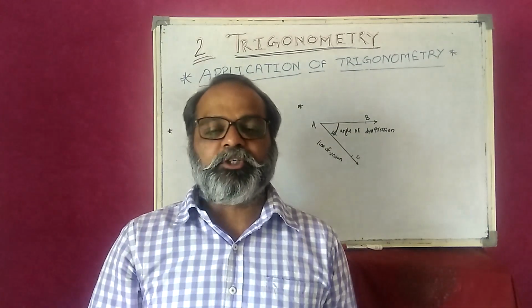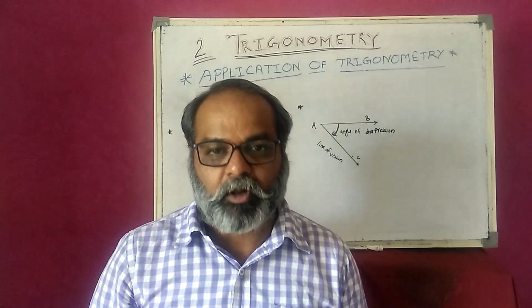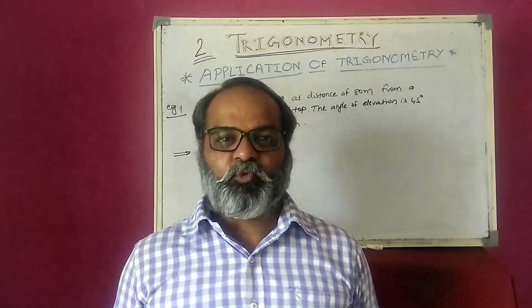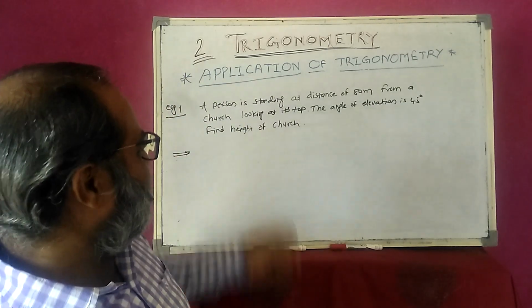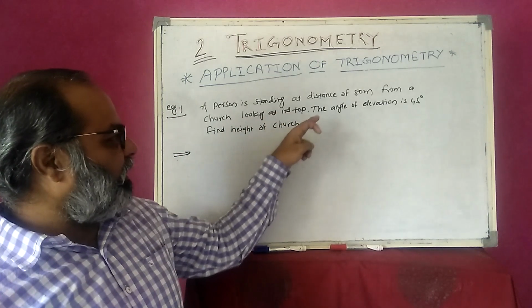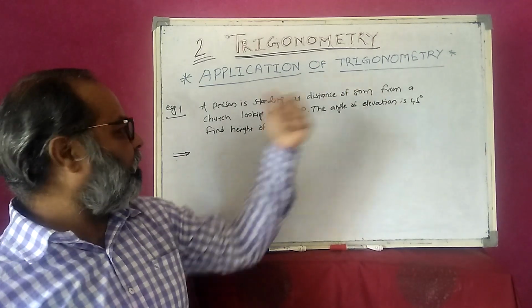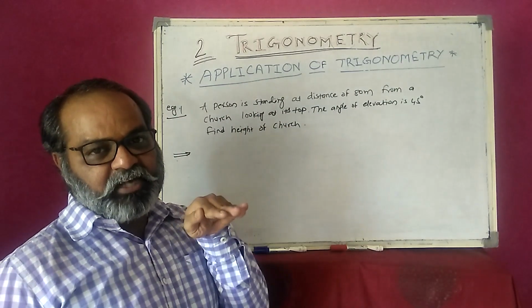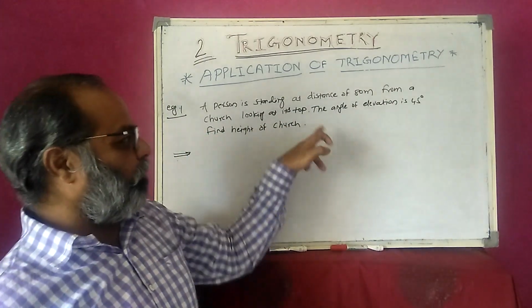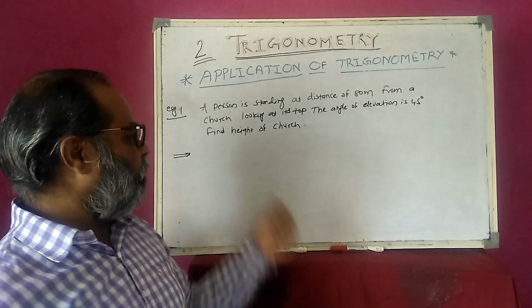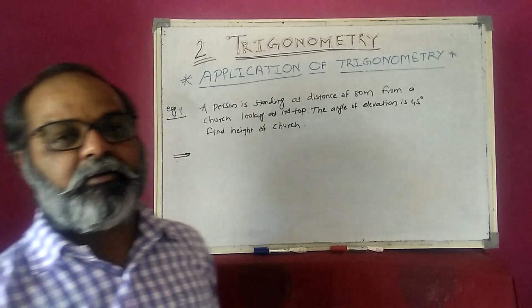Regarding these two concepts, we want to solve as many problems as we can. The first problem I have written on the board: a person is standing at a distance of 80 meters from a church, looking at its top. The angle of elevation is 45 degrees. Find the height of the church.